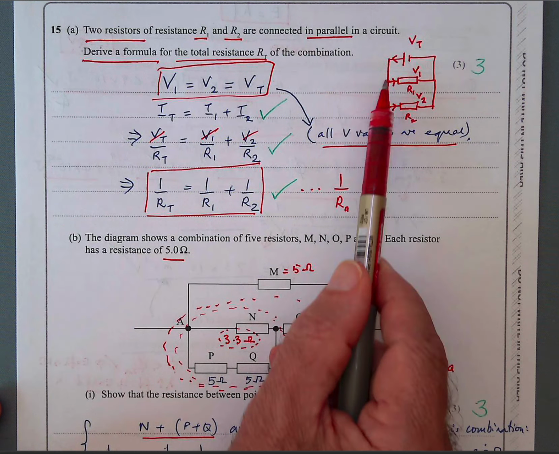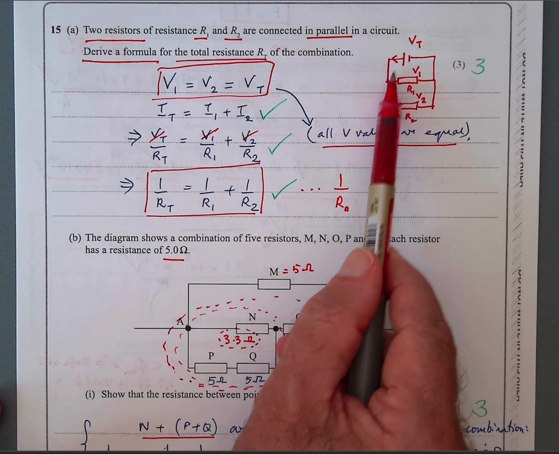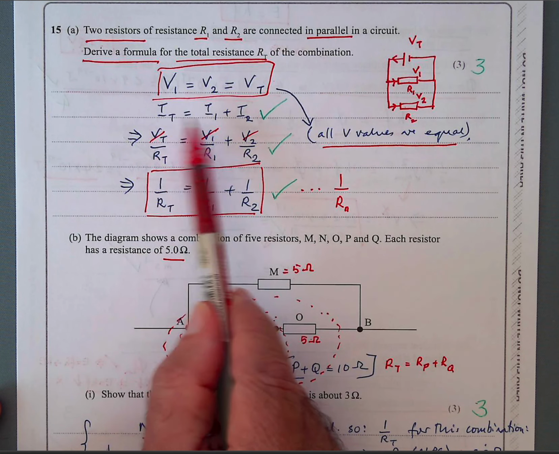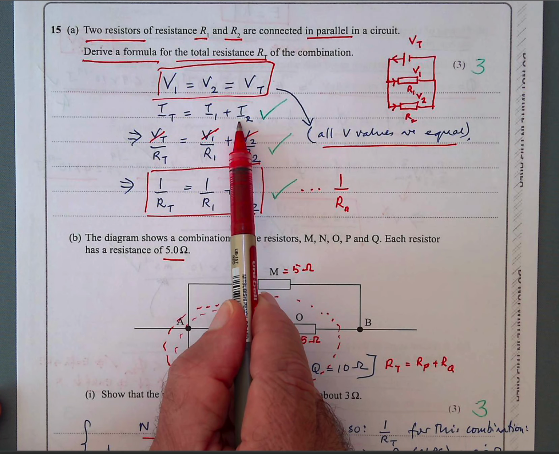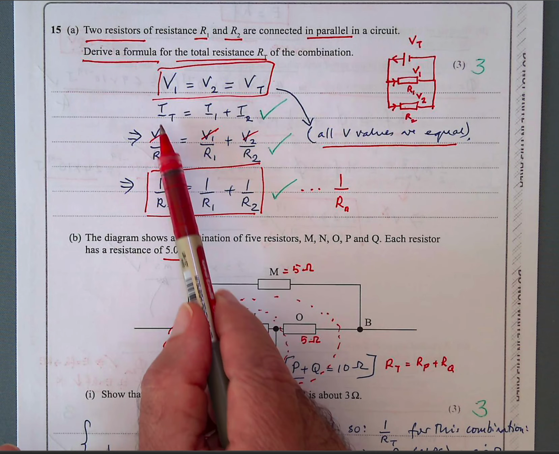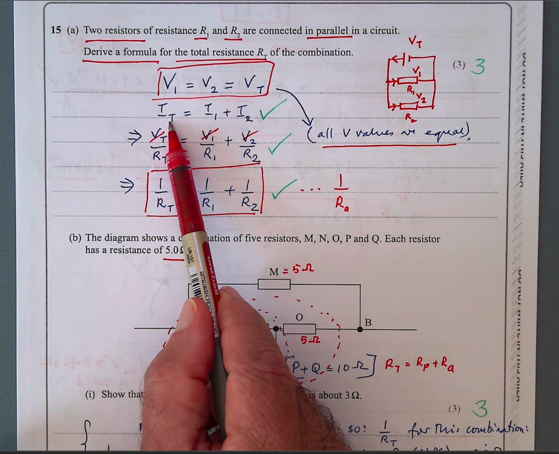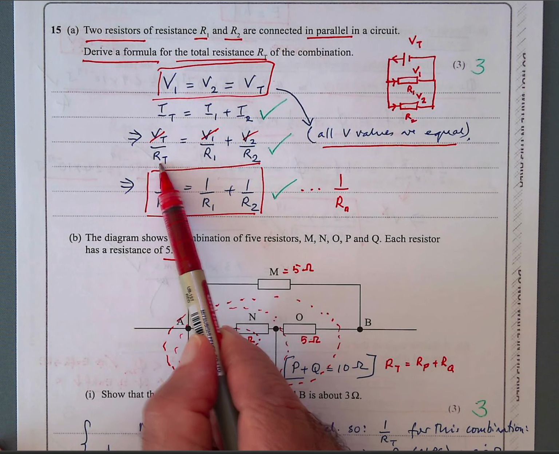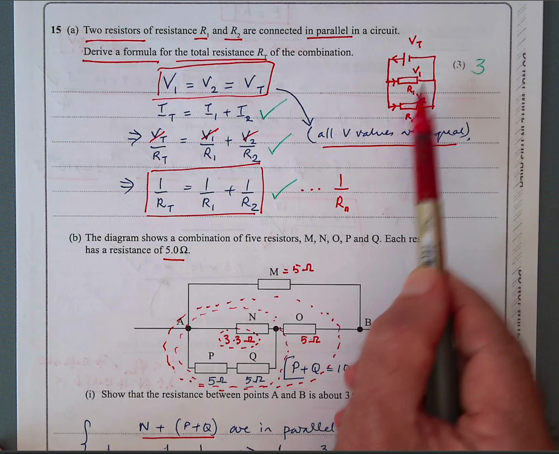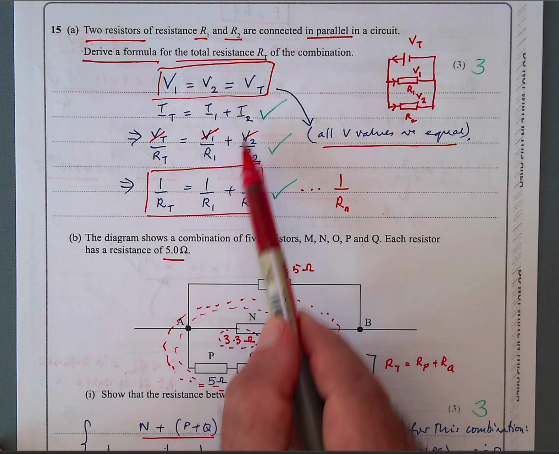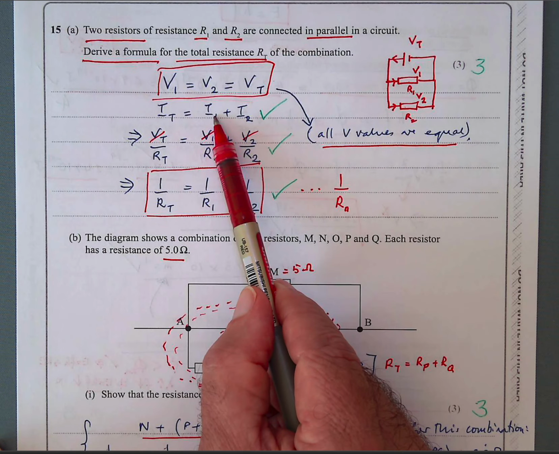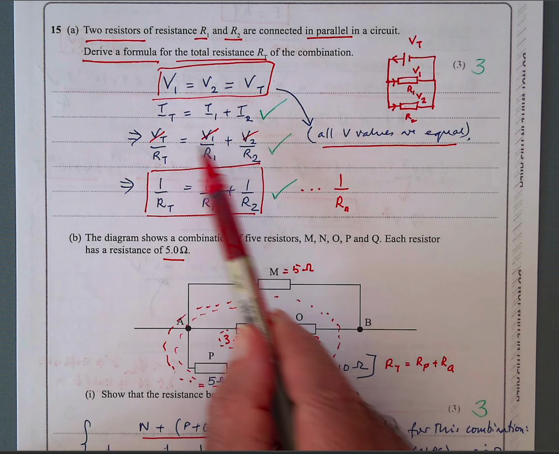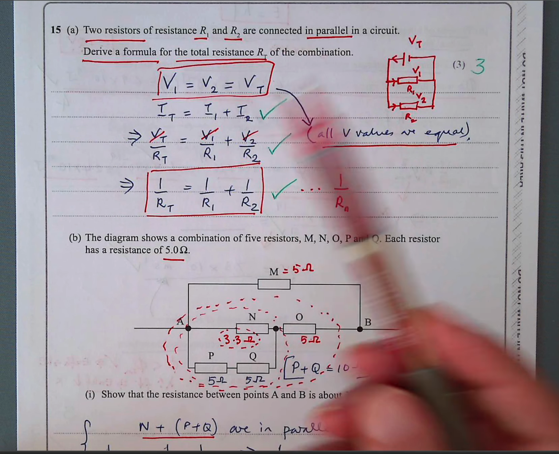You also know at the junction here, the total current coming from the cell will split into path 1 and path 2. So I total will be equal to I in path 1 plus I in path 2. Okay, so now we can replace I total by the total voltage over the total resistance, which we want to find out. And then you can divide voltage 1 by the resistance 1, add it to voltage 2. So basically you're replacing I1 with V1 over R1, I2 with V2 over R2. And since all the voltages are equal, you can cancel them out.